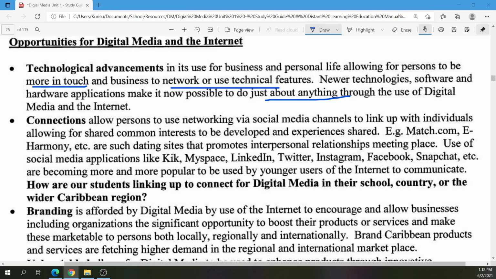Good. So what opportunities do connections give us, or how do businesses, how do persons connect today through digital media? Via social media platforms. Good. So, how do they use it? To communicate. Just communicate?